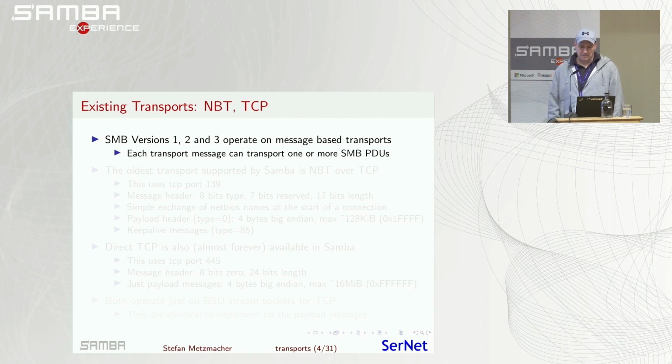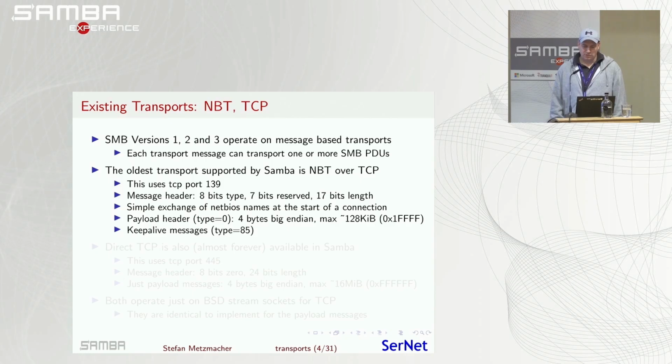So SMB versions 1, 2, and 3 all use basically the same protocol mechanism. There is a message-based transport that transfers one or more SMB PDUs on top of that. And the oldest transport is the NetBIOS transport over TCP that uses port 139.